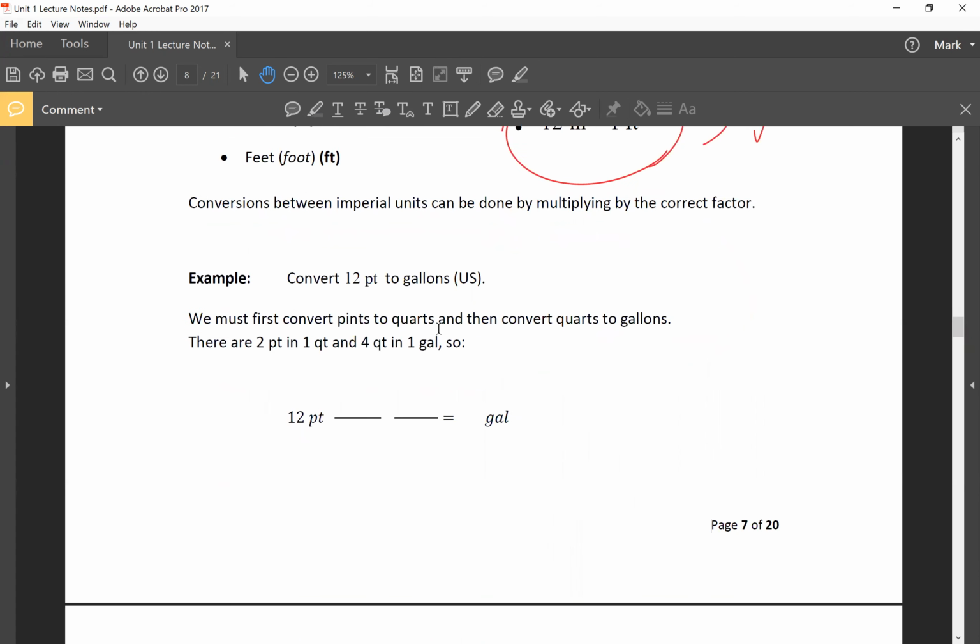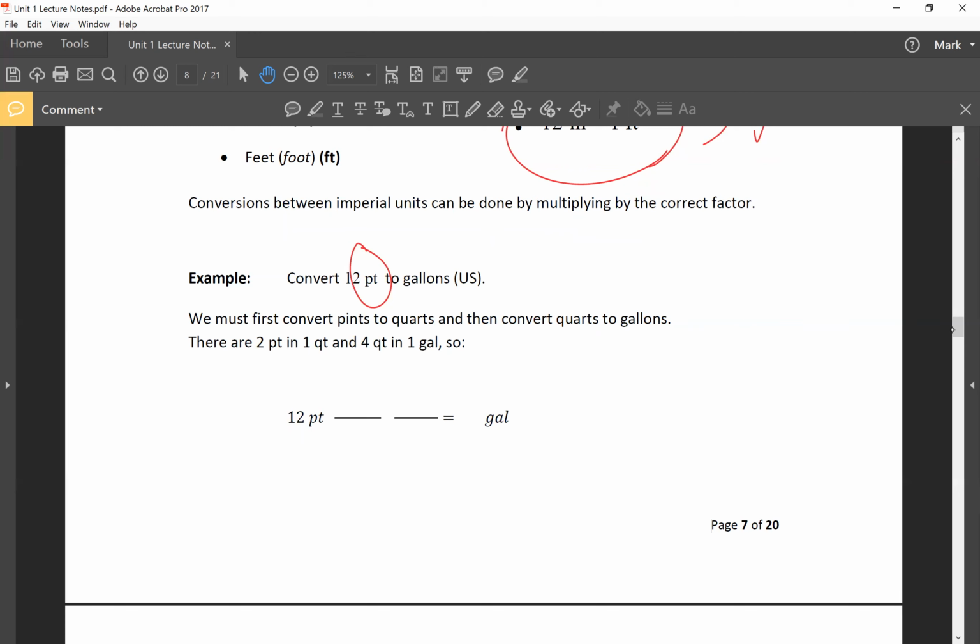Okay, so here's an example. Convert 12 PT. Now, if you play video games, you might think 12 PT means 12 points, but it actually means 12 pints to gallons. So what I'm going to do is multiply this by my conversion factor. Anybody with some chemistry experience should remember this. Do you remember the mole ratio? Everybody's favorite thing, the mole ratio. That's what we call a conversion factor.